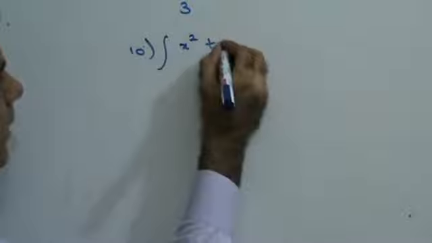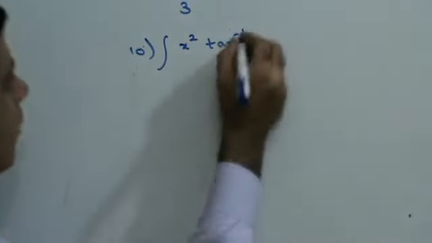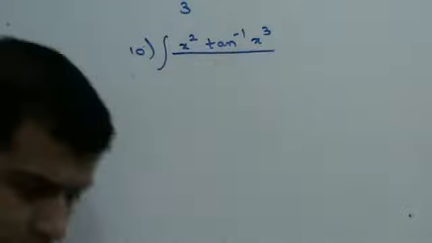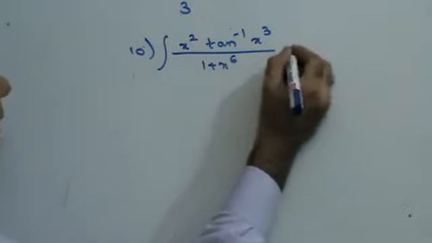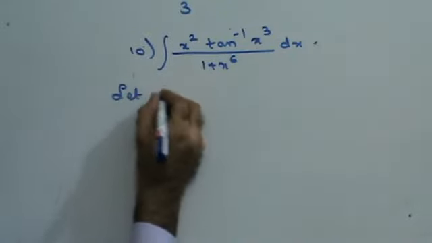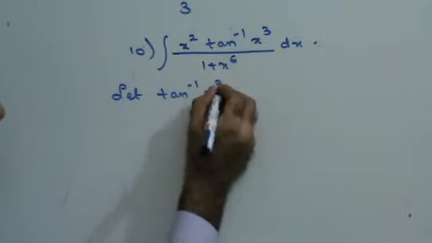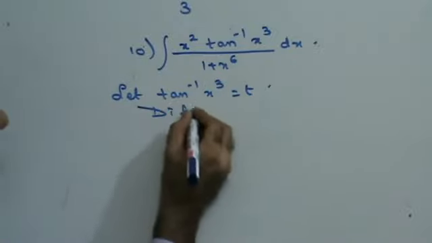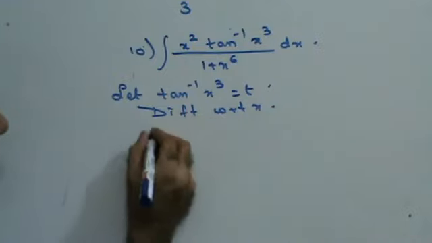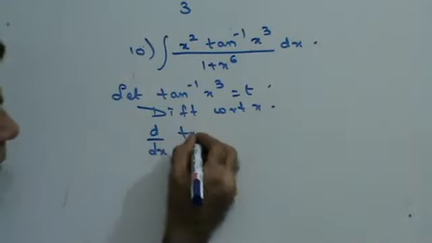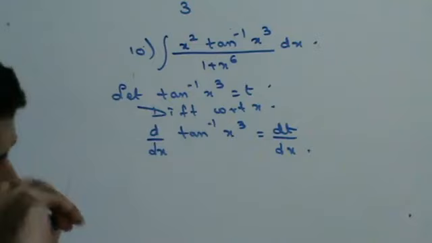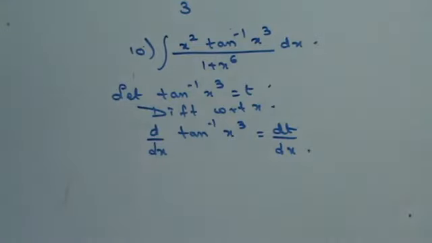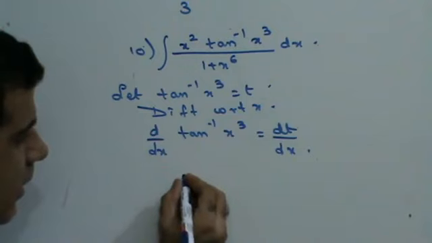Integral of x squared tan inverse of x cube upon 1 plus x raised to 6 dx. Let us assume that tan inverse of x cube is equal to t. Differentiate with respect to x. If I differentiate with respect to x, I'll get d by dx of tan inverse of x cube is dt by dx. Now this is in the form d by dx of u raised to n. Sorry, not u raised to n.